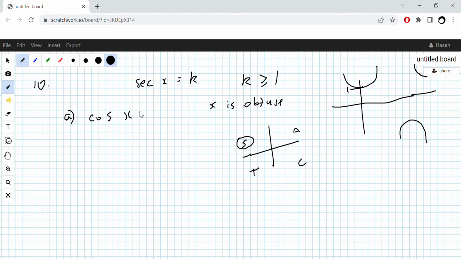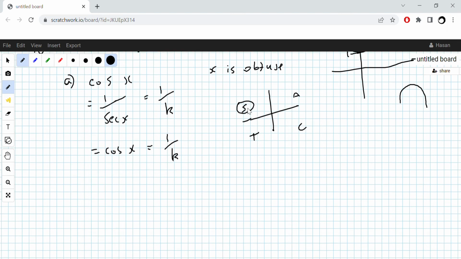Cos x is the same as 1 over sec x. And sec x equals k. So that means 1 over sec x would be 1 over k. Therefore, cos x equals 1 over k. And as it's in this region, cos x is negative, as cos is only positive in C and A. So therefore, it's going to be cos x equals minus 1 over k.